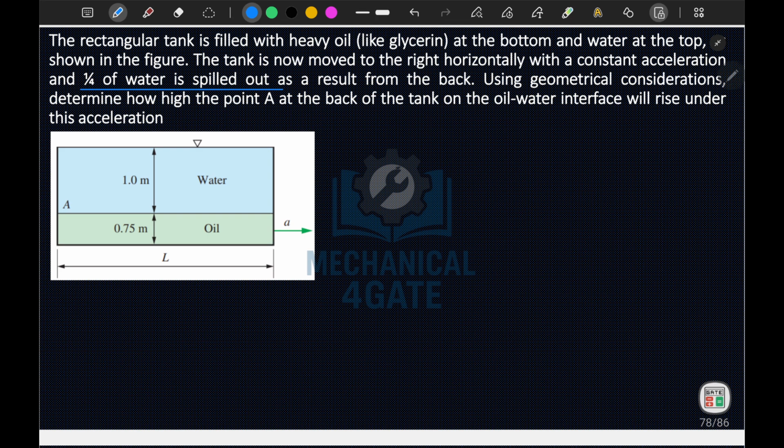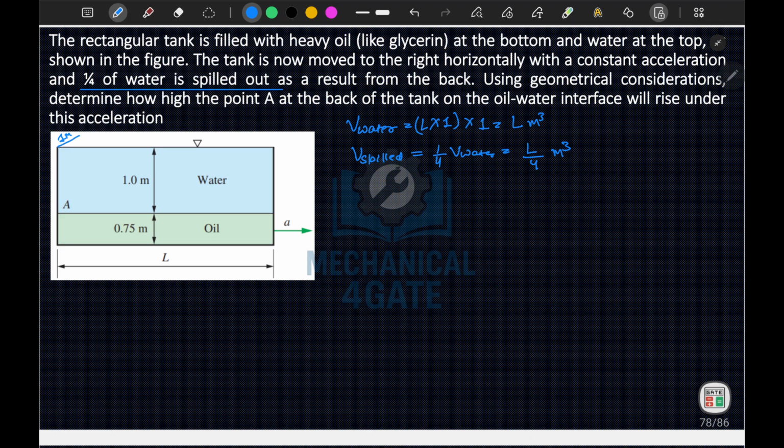So let's say that the width or depth of this tank is 1 meter. If I want to calculate the volume of water, since it is rectangular, this will be L into 1, which is area, into 1, which is depth. This is L meter cube. Now it is mentioned that V spilled is equal to 1/4 of V water, which is equal to L by 4 meter cube.